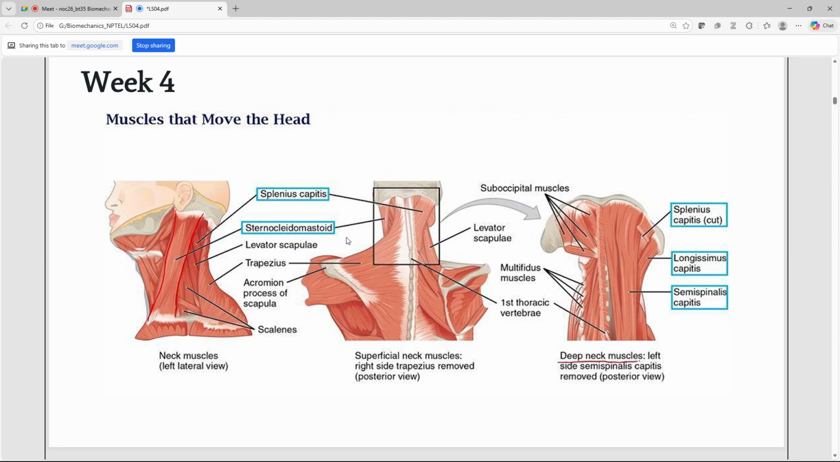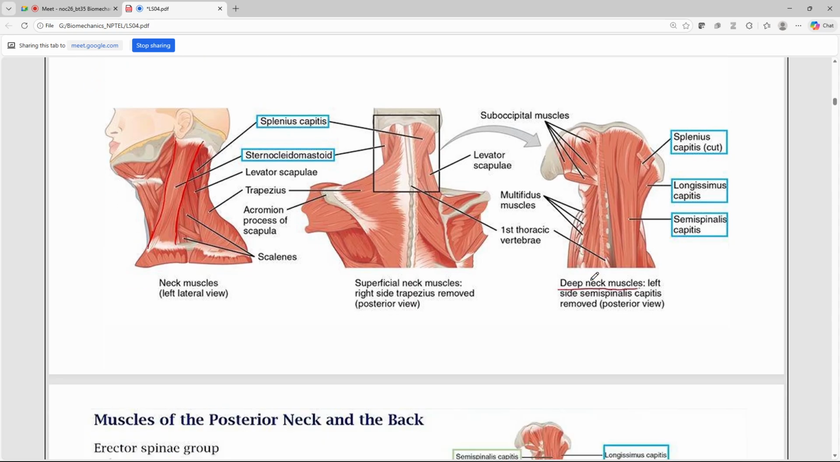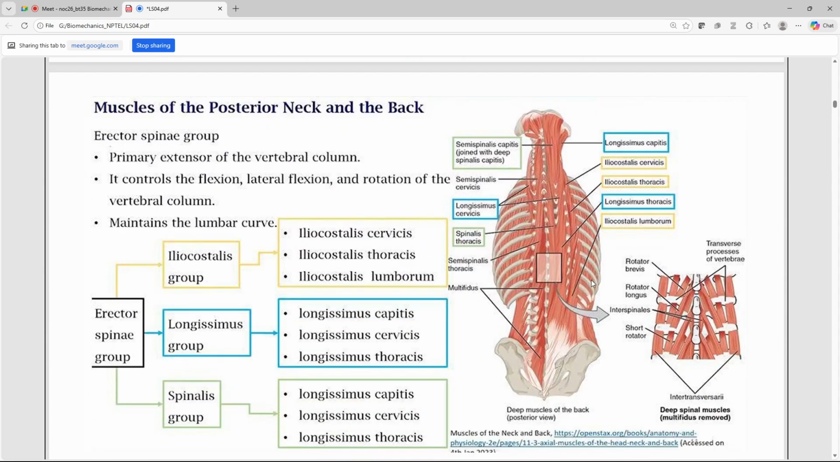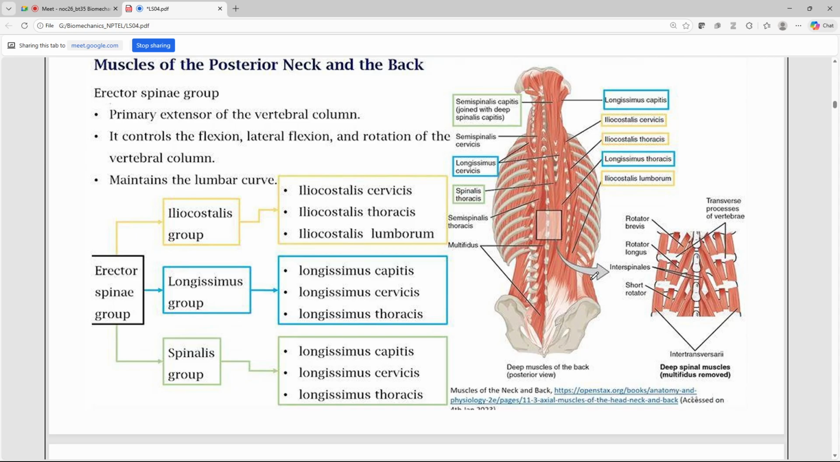So there are multiple groups of muscles helping in the movement of the head. I hope you have seen this. I am not going into depth here. While doing the questions, we can come back later and see the different muscle groups. These are the muscles in the posterior neck and back.